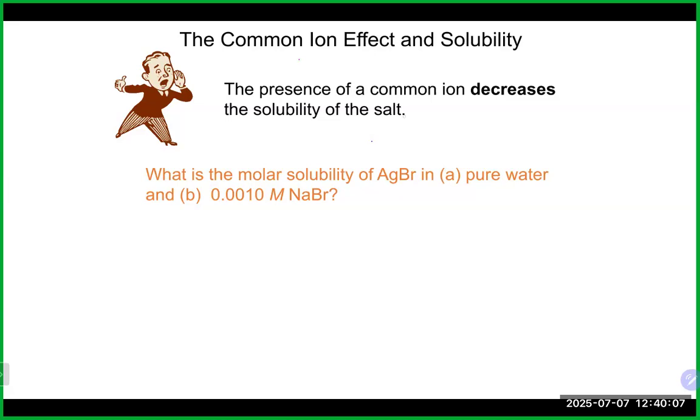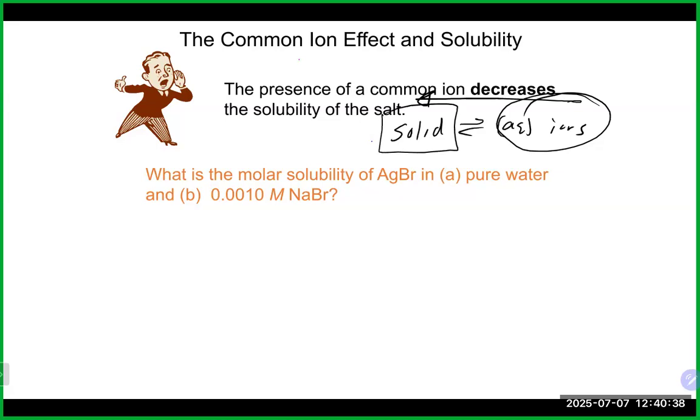If you think about the way this is set up, we have solid on the left-hand side of the arrow and aqueous ions on the right, which means the only place you could have a common ion is on the right-hand side. If you have a common ion on the right-hand side, our friend Le Chatelier's principle says it's going to shift the equilibrium to the left, away from the side where the common ion is present. What that does is force the solid to stay together, so it's going to decrease the solubility.